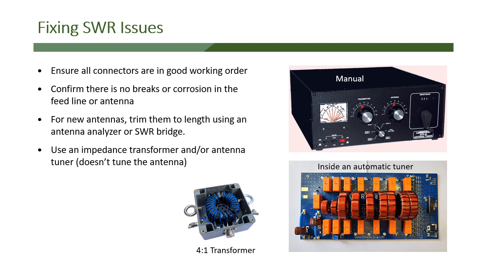One is passive, the 4-to-1 transformer, in this case the impedance transformer. This happens to be 4-to-1. The other is a manual antenna tuner or manual transmatch, and then an automatic antenna tuner or automatic transmatch. All three are in use, and sometimes you use a combination of two of these. Two of them specifically being the transformer and either a manual or an automatic tuner.